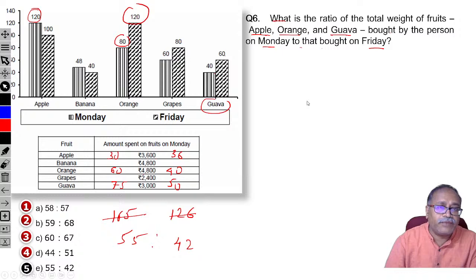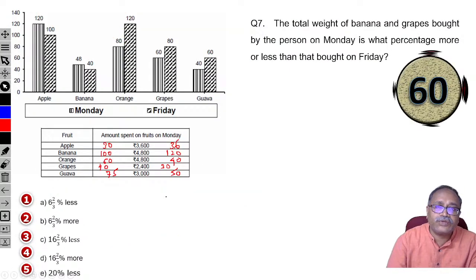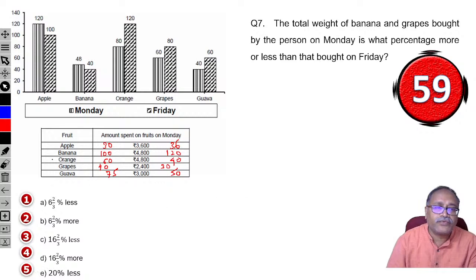From here onwards, once we understand the data, the very first thing we have to do is just find out these two figures. Also these two figures, and once you have the data, you will be easily able to answer the question. You will not get deviated from the main thoughts of the question. Let's move on to question number 7, and your time starts now.